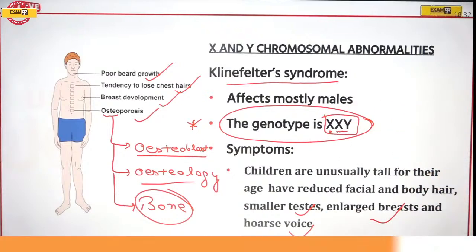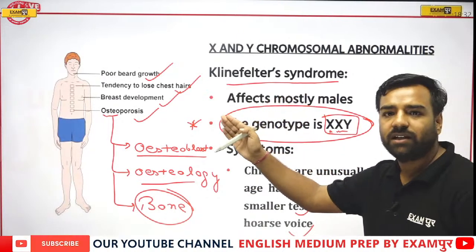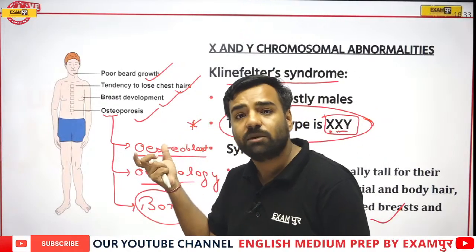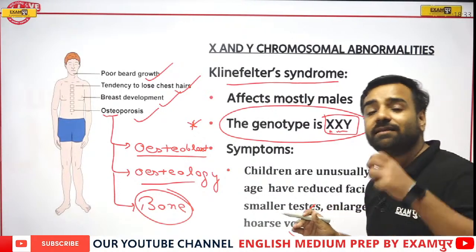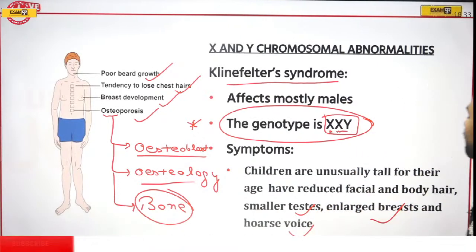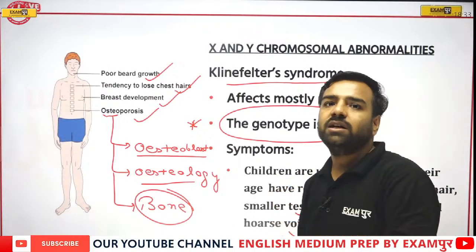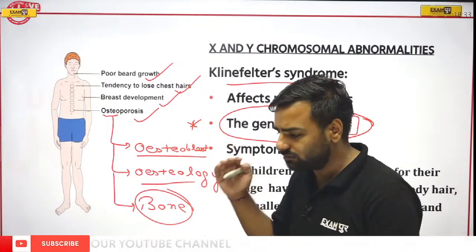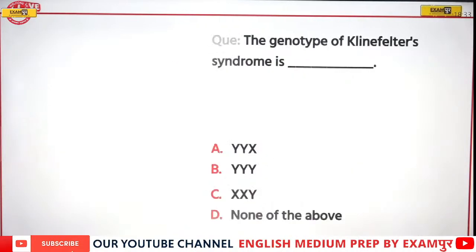So we have already discussed, children are unusually tall for their age, have reduced facial and body hair, there is less hair, where we discussed the reduction in chest hair and even the poor beard growth. Then we can talk about the testes size, they actually become smaller, and they have enlarged breasts and a hoarse voice. So this is the issue in Klinefelter syndrome, which mostly occurs in males itself. So yes, this was all about Klinefelter syndrome.